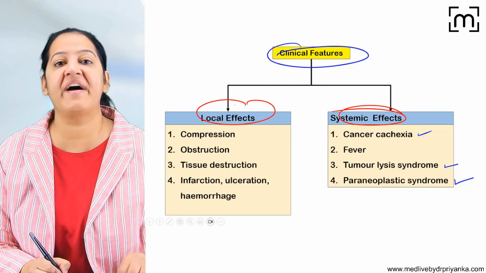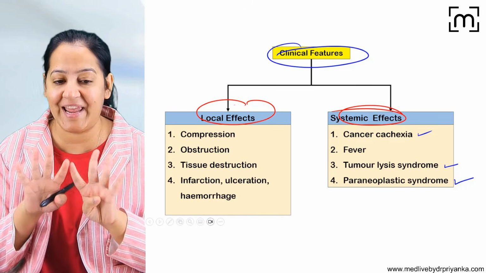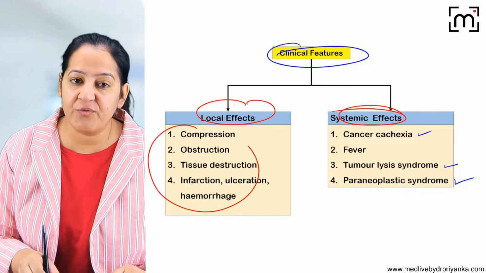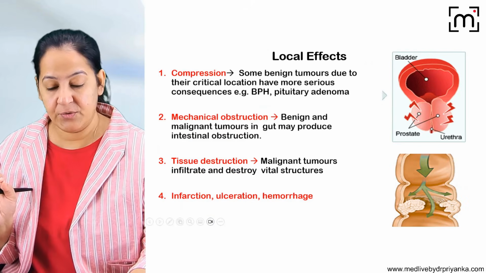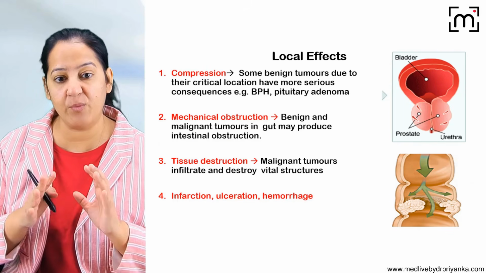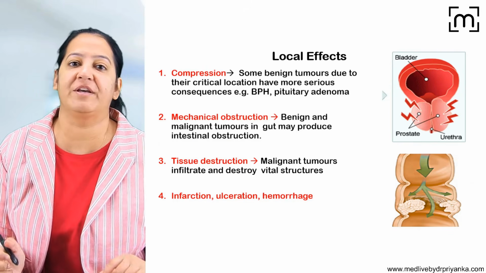There are 4 local effects and 4 systemic effects. So total 8 effects of the neoplasia. We will discuss all 8 one by one. Let's start with the first 4 local effects. I guess you understand what we mean by the local effects of the neoplasia or cancer, and what we mean by the systemic effects of neoplasia or cancer.